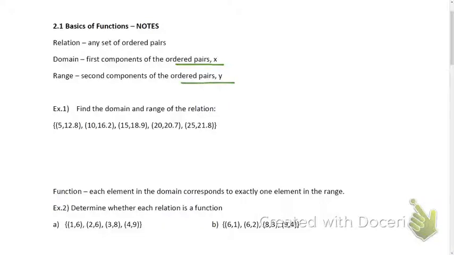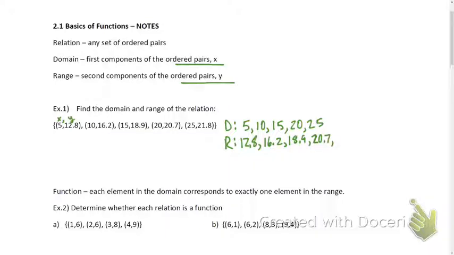So for example, on number 1, if each of these coordinates is an xy, then your domain is very simple. Just list out all the first numbers. So the domain is 5, 10, 15, 20, and 25. The range is all of the y's, so it's the second number listed: 12.8, 16.2, 18.9, 20.7, and 21.8. And that's it.